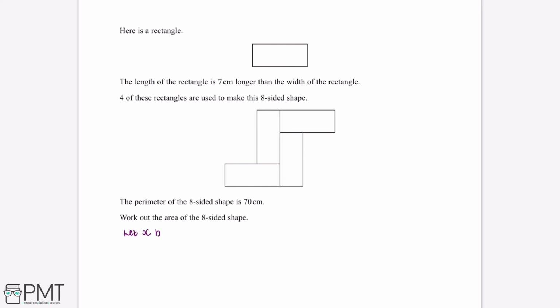So the first thing we can do is let x be equal to the width of the rectangle. And the width of this rectangle is this shorter length here, so we can label this up as x. And in the question we've been told that the length of the rectangle is 7 centimetres longer than the width of the rectangle. So if the width of the rectangle is x centimetres, then the length of the rectangle will be equal to x plus 7 centimetres.